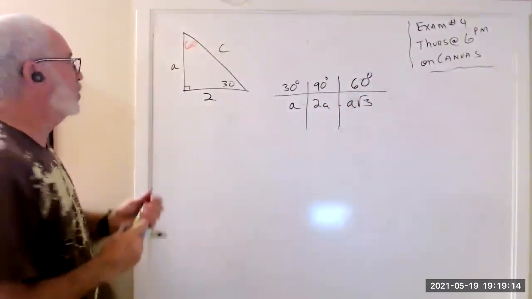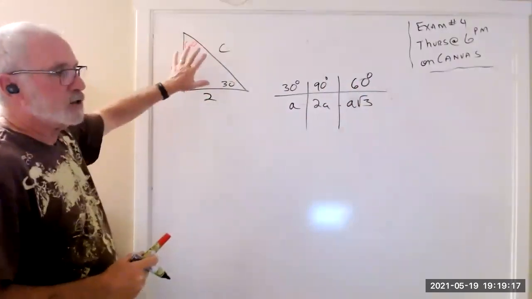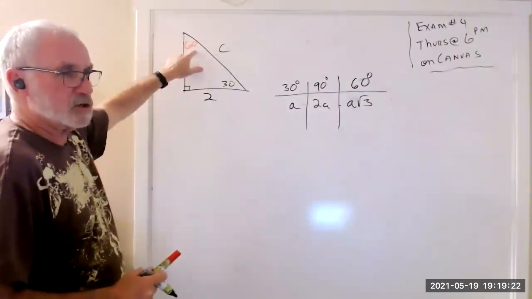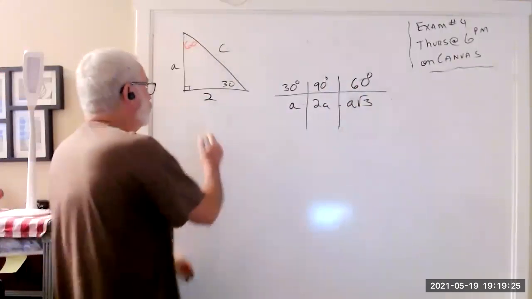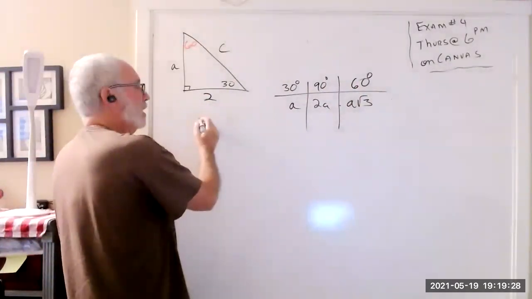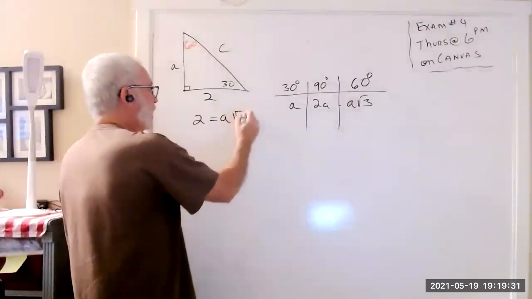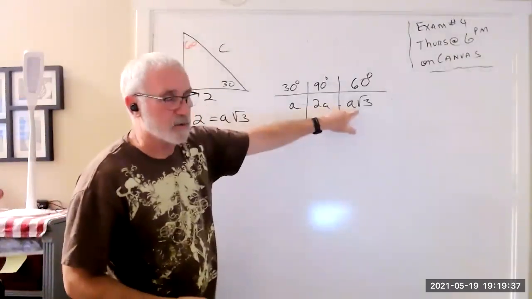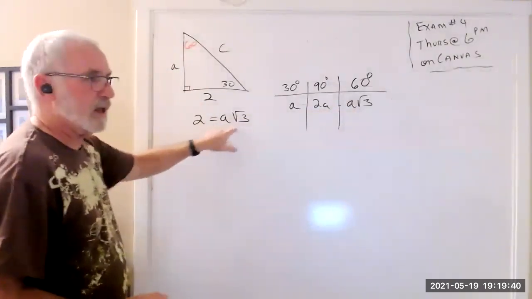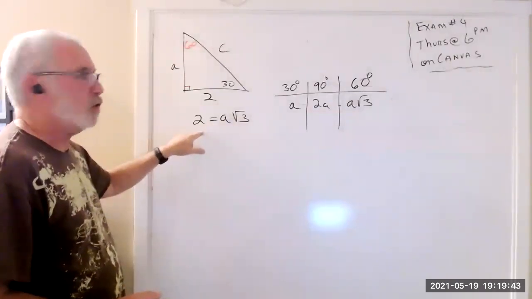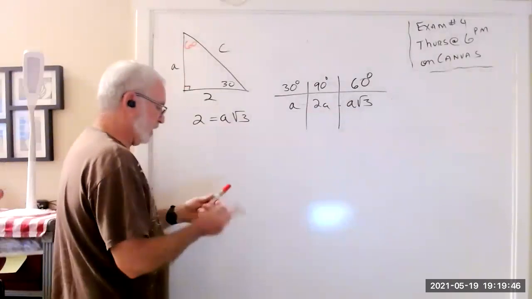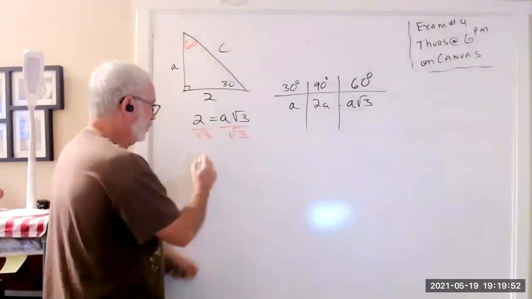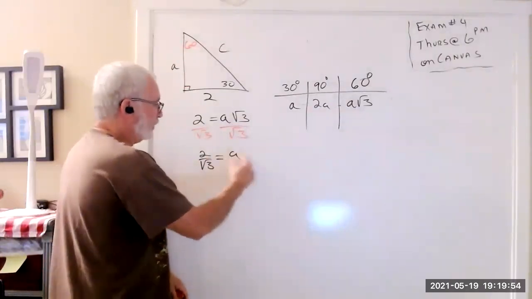That's the first thing you have to do: analyze your triangle and say, the 2 is opposite the 60 degrees. So the 2 has to be the A radical 3, because opposite 60 degrees is A radical 3. So 2 has to equal that. But I can use my algebra to solve for A. So if I divide both sides by radical 3, I get 2 over radical 3 equals A.